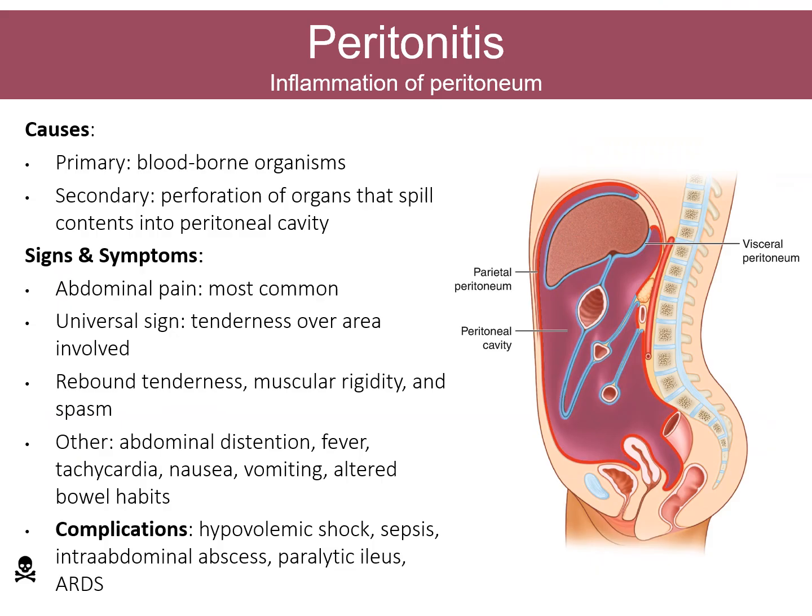Now we're at peritonitis. So this is inflammation of the peritoneum. If you look here in our picture, the peritoneum is pretty large. It pretty much engulfs all of our abdominal organs. So usually a patient will develop peritonitis when they have a blood infection.